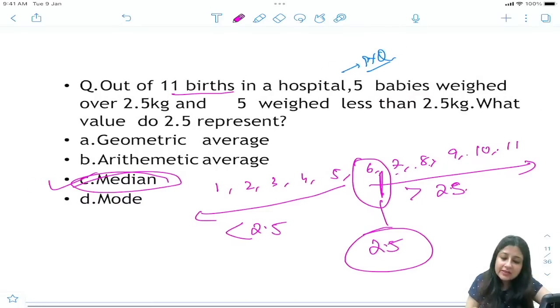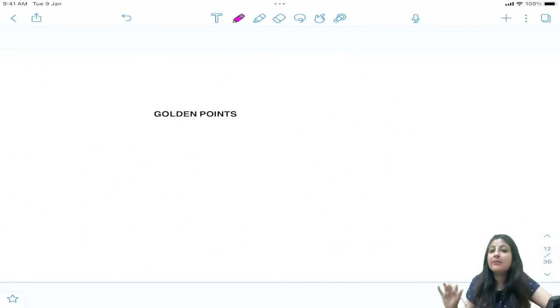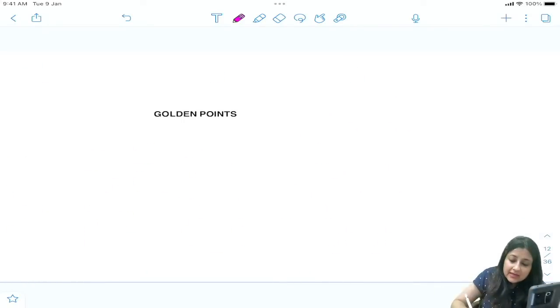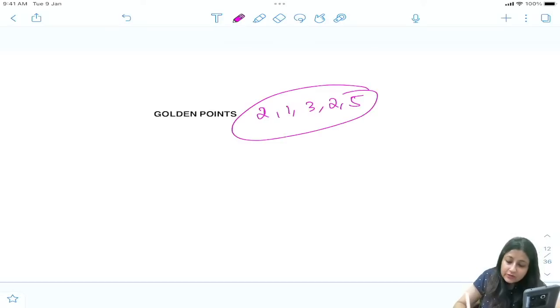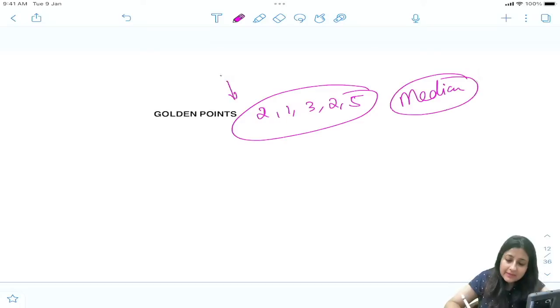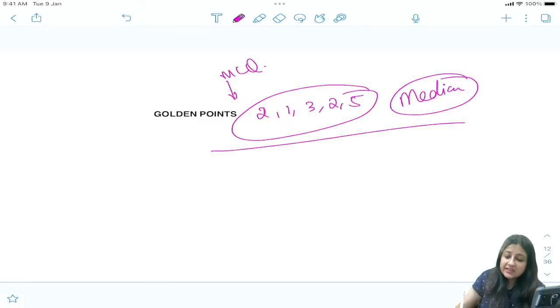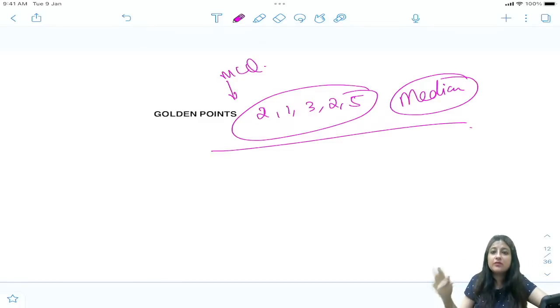One more thing, guys. How do you calculate median when you have an even number of observations and an odd number? Calculate median for this data quickly: 2, 1, 3, 2, 5. This can also come as an MCQ. What is the median over here? Is it 3, everybody? What is the median for this data set? Answer quickly. What is your answer?